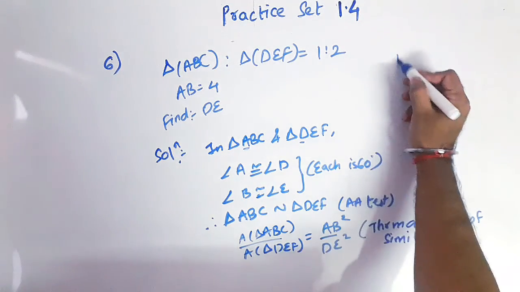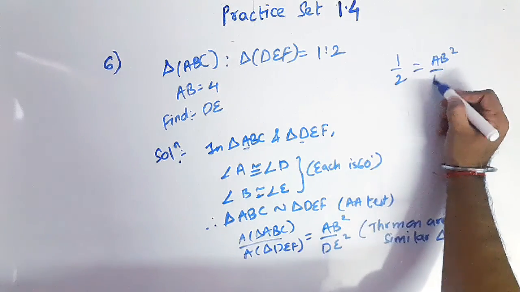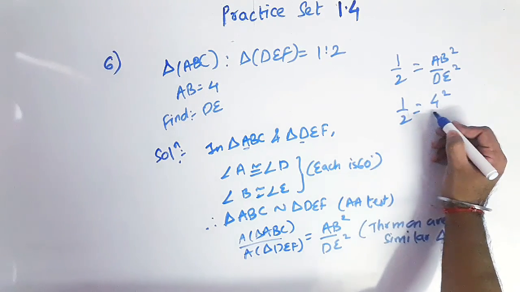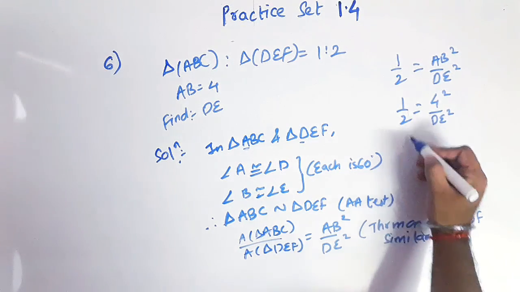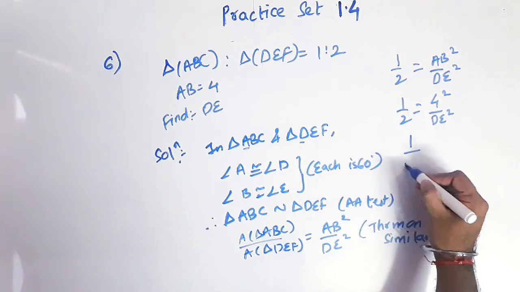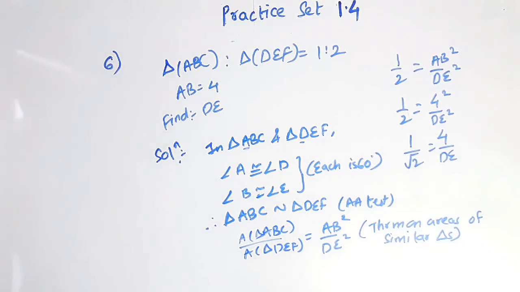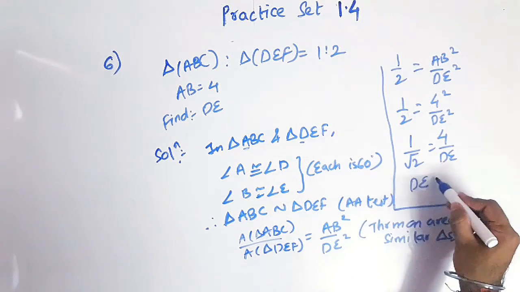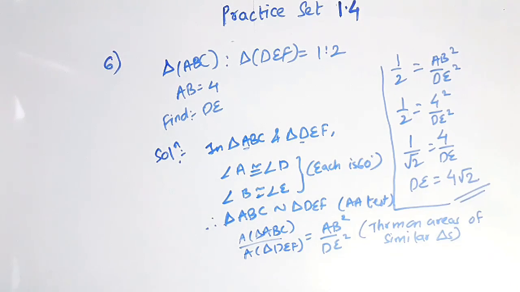Then you know this is 1 upon 2. AB square upon DE square I'll write as it is. Then I'll substitute the value of AB. This is 4 square and this is DE square. Now let us take the square root. Square root of 1 is 1, square root of 2 is root 2, 4 square will become 4 and DE square will become DE. If we cross multiply, DE equals 4 root 2. This is how we found the sixth one.